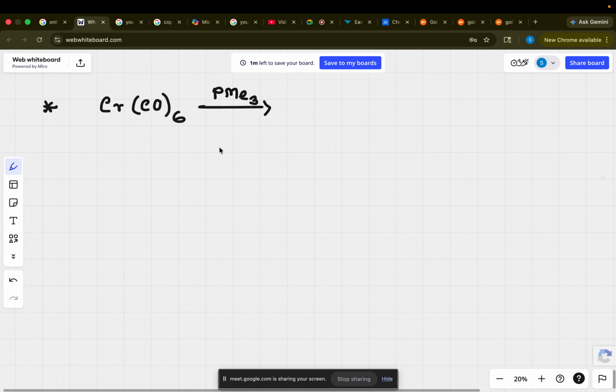Dissociative mechanism. So if you see chromium, how many electrons does chromium have? 3d5, 4s1, so 6, right? And from 6 carbonyls you will get 12 electrons. So total you are getting 18 electrons from this complex. And if you have a total of 18 electrons, it cannot undergo associative mechanism. It has to be dissociative mechanism.